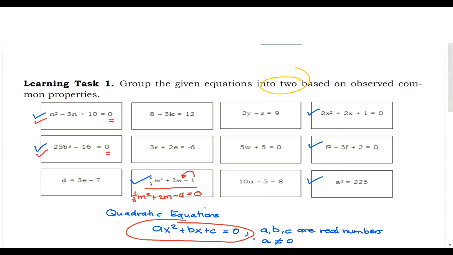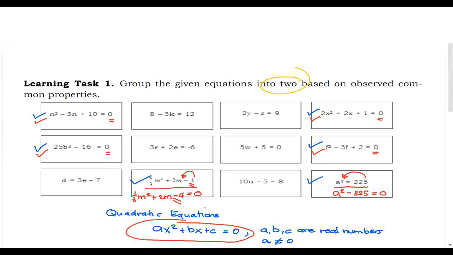Remember, kapag nagta-transpose to the other side, papalitan nyo yung sign. So dito, you have positive 4. Kapag nilipat natin sa kabila, magiging negative 4. So this one is already in standard form. Even this one. And then finally, down to our last quadratic equation in this example. How do we write this in its standard form? E di ililipat lang natin itong 225 sa other side. And that becomes a squared minus 225 equal to 0.